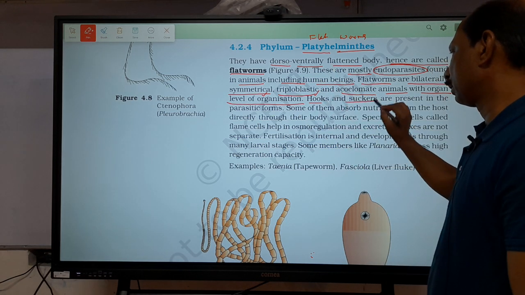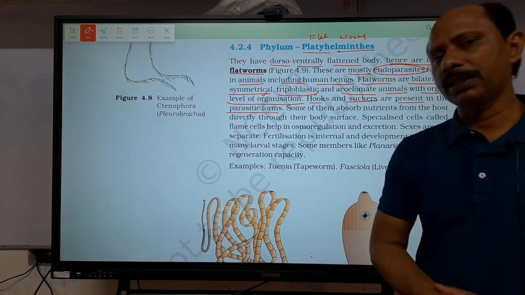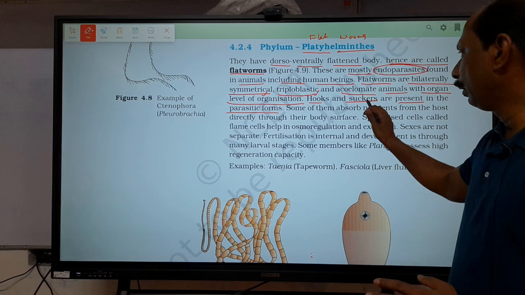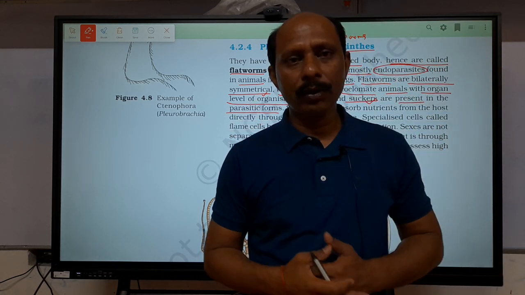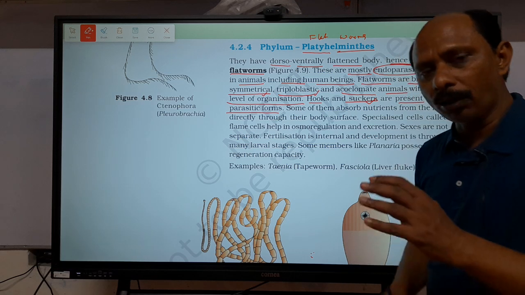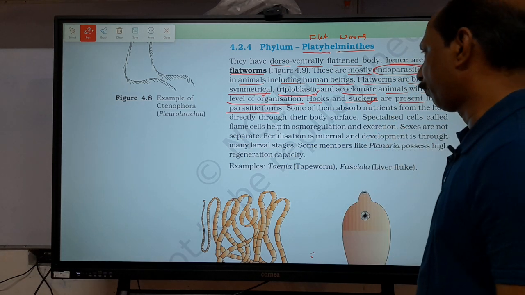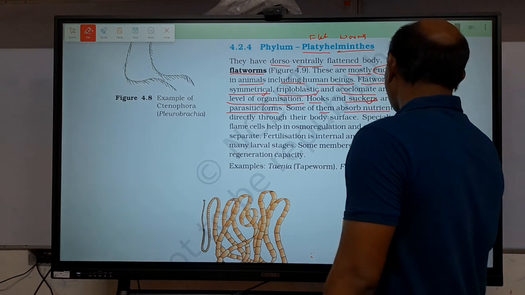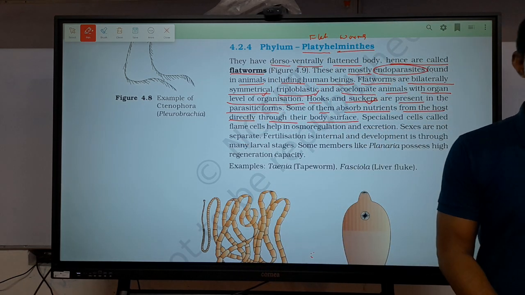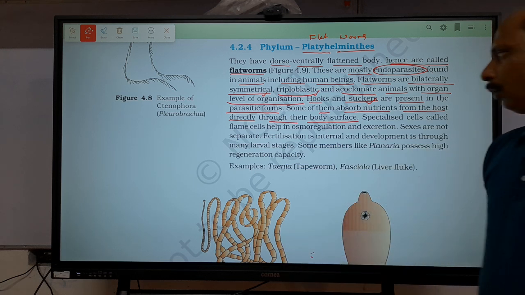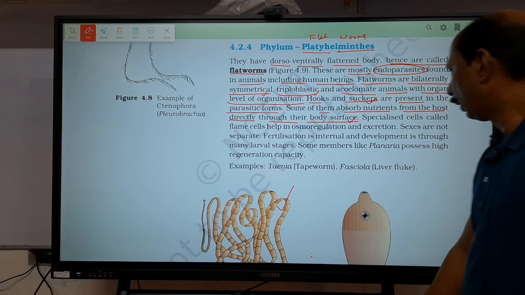Hooks and suckers are present in the parasitic forms because they are well adapted. Their body is covered with a thick layer of cuticle, because we cannot digest the cuticle. So it is an adaptation of parasitic forms. Some of them absorb nutrients from the host directly through their body surface because they have no digestive system, like tapeworm.